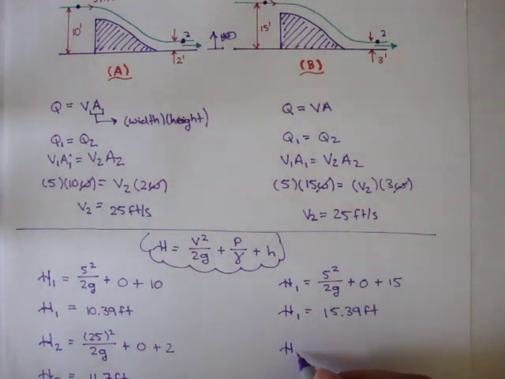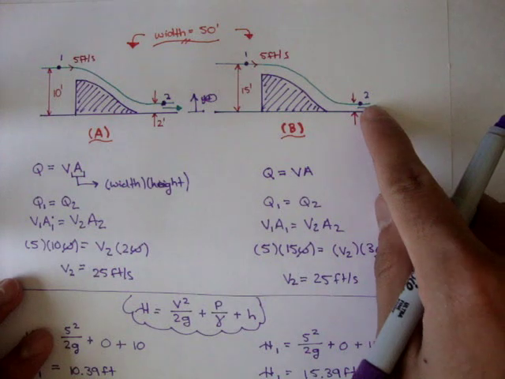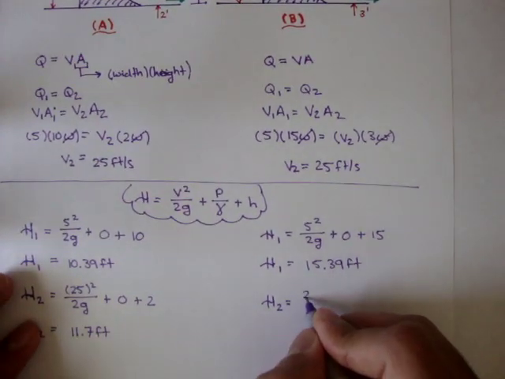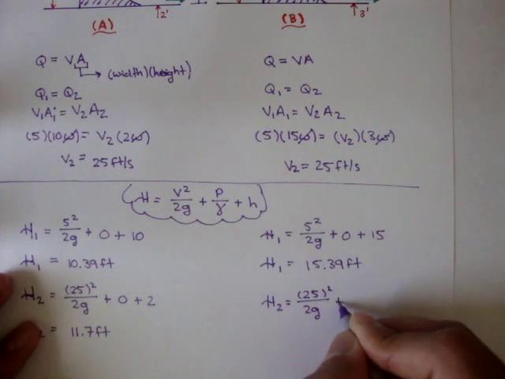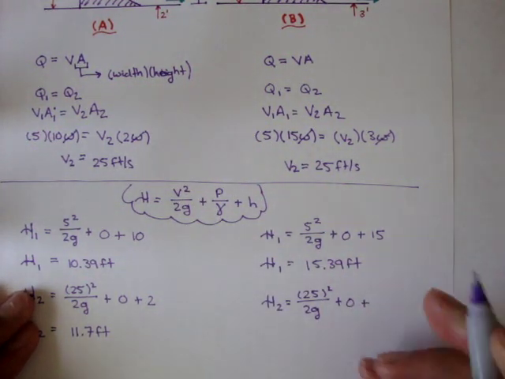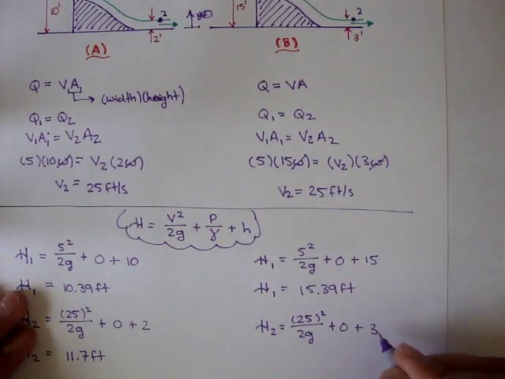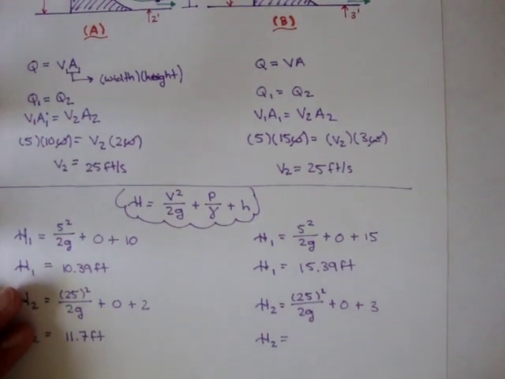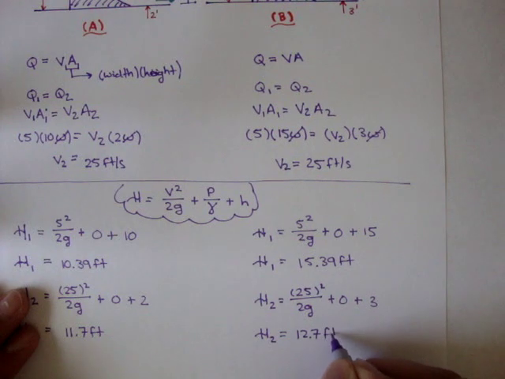Okay, that's the total energy head at point 1. And the same thing for point 2. Well, in this case, velocity at 2 was, again, 25 feet per second. So we'll do 25 squared over 2g plus pressure over gamma, which is, again, 0, plus the height, which is about 3 feet, right? And we solve that, and what do we get? We get about 12.7 feet.